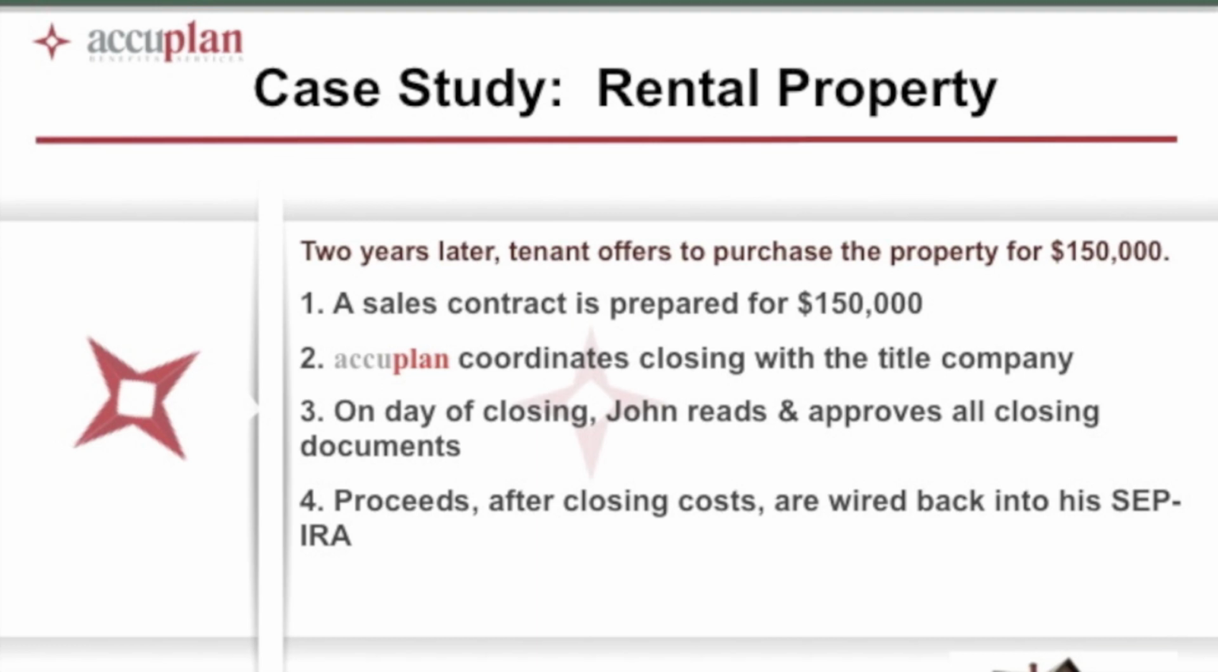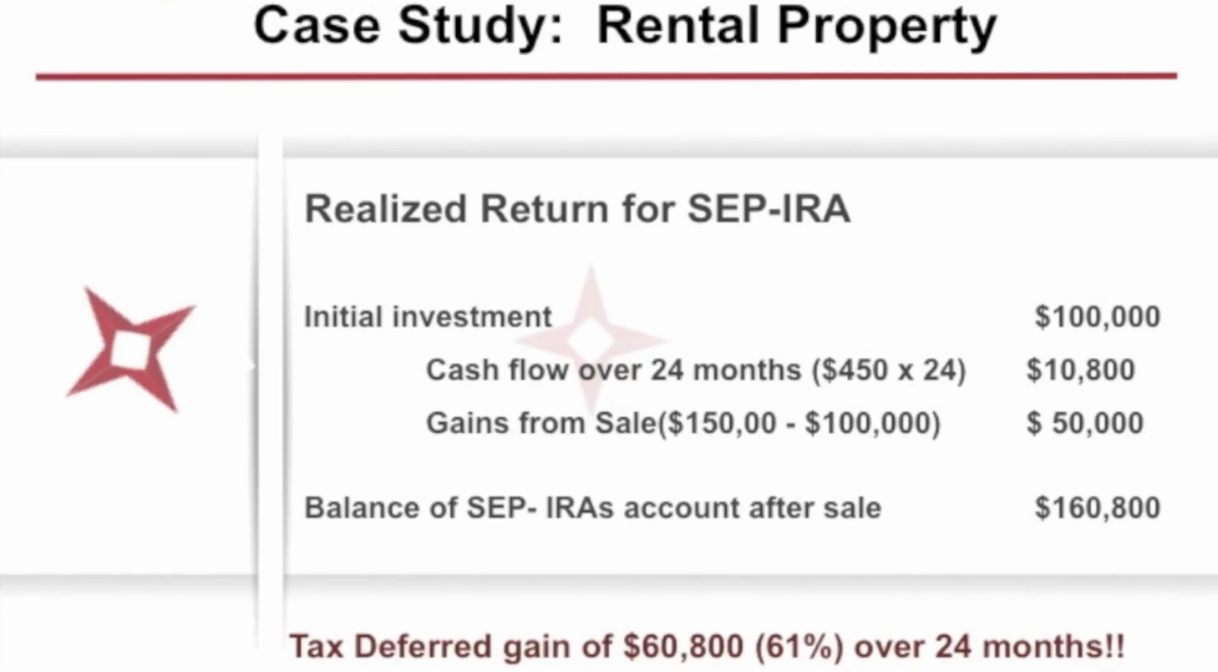Proceeds after the closing costs are wired back into the SEP IRA account. Once again, in this case, because it's a SEP IRA, tax deferred. So basically, any profits that you would have realized, including the principal, is going to be wired back into the account. So just to give you an idea what John made on his property: his initial investment was $100,000. Over a 24-month period, he actually accrued $10,800 in actual profit derived from rents. In addition to the rental income that he derived in terms of profits, he also sold it for a gain of an additional $50,000 because once again, he purchased the property for $100,000.